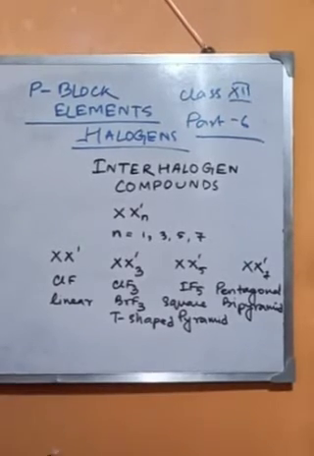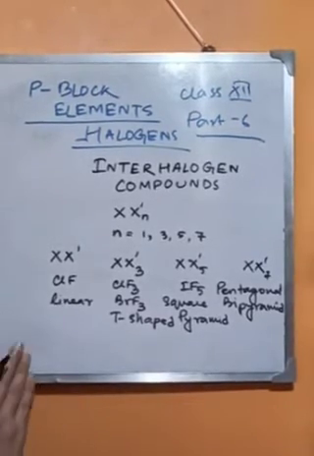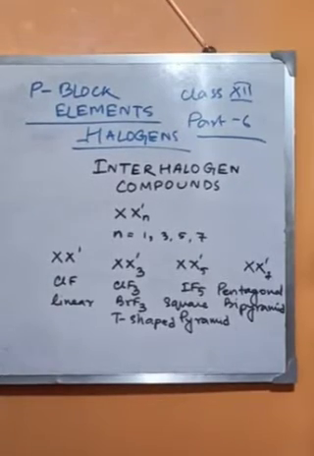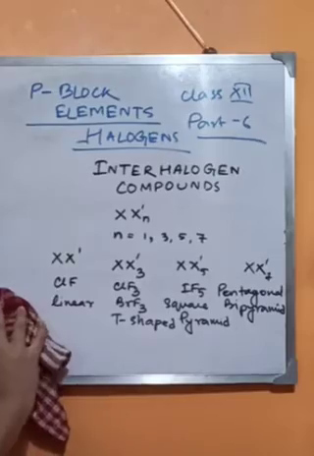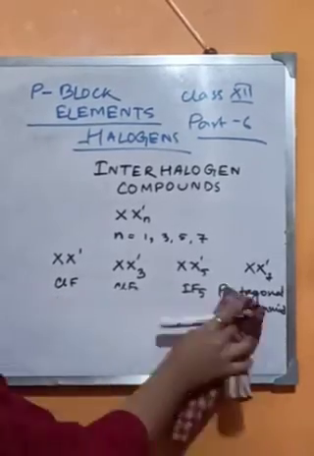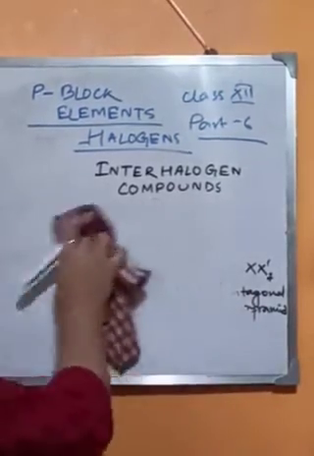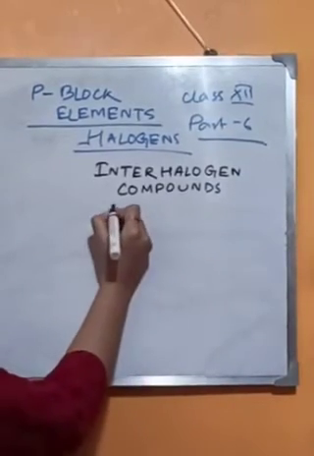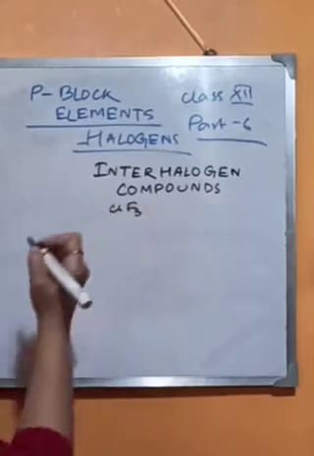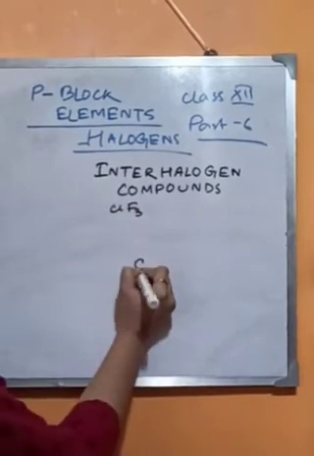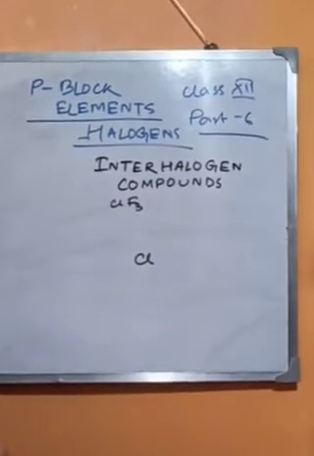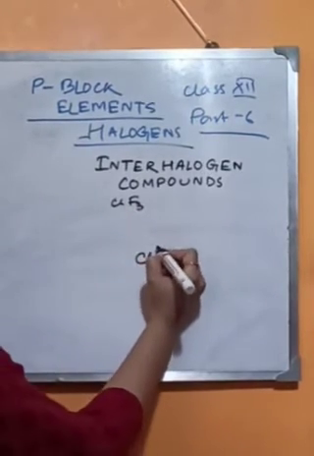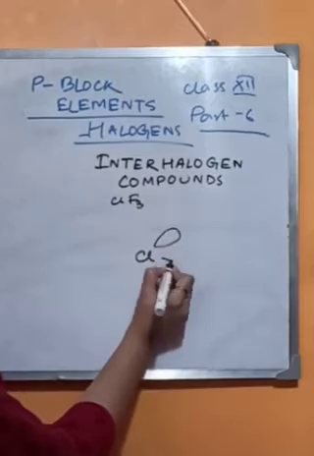The next part, which is, you can say, the most important part of this chapter, the shapes of certain interhalogen compounds. That is the structure of the compounds. The first example I am showing is ClF3, where Cl is the central atom. There are 3 fluorine atoms and 2 lone pairs.